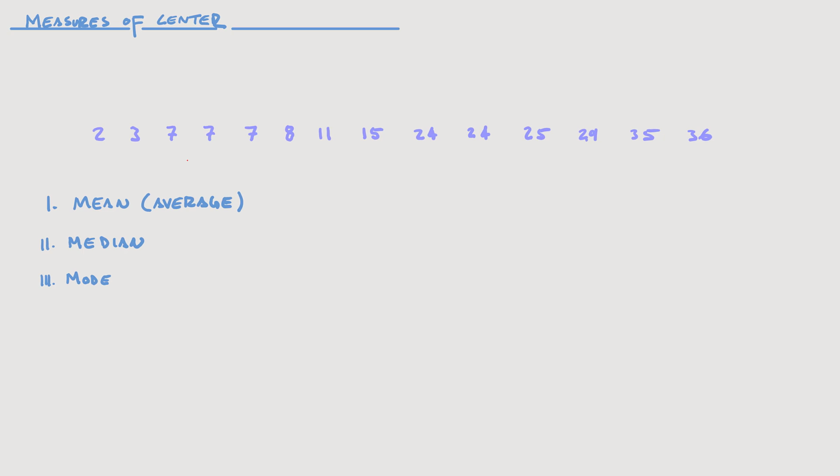So these are the 3 ways that you could measure center, and kind of how I define these things in my own words. This one's just the average data entry value. This one's just the literal center data value, and then this one's the most frequent data value.